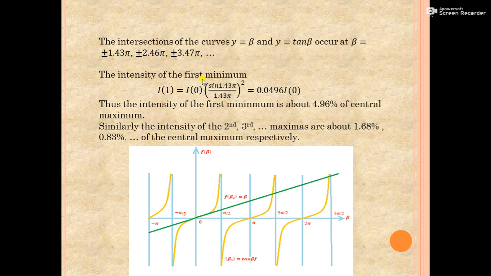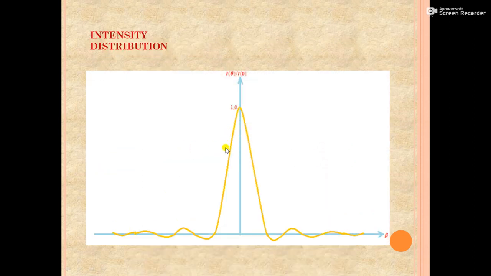And the intensity of the first maximum, let us write it as I1, equal to I naught times sin(1.43 pi) divided by 1.43 pi, whole square, and that gives 0.0496 I naught. Thus the intensity of the first maximum is about 4.96% of the central maximum. So this is the central intensity, and the first maximum has an intensity of about 4% of the central maximum.